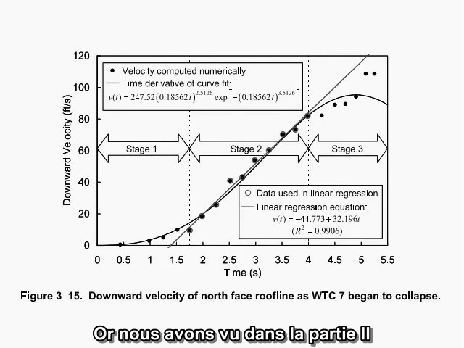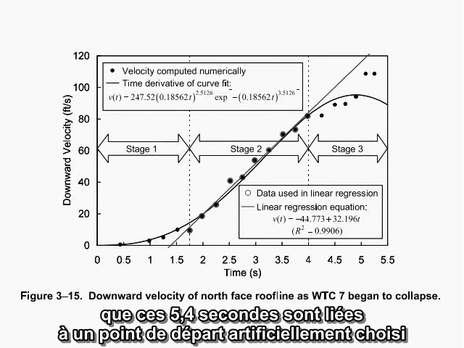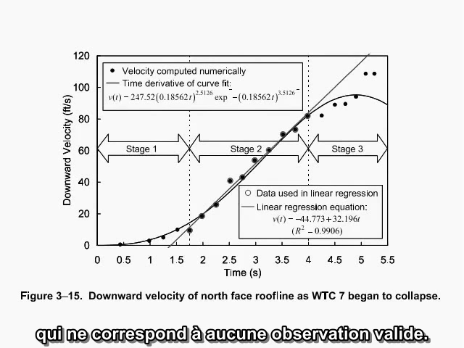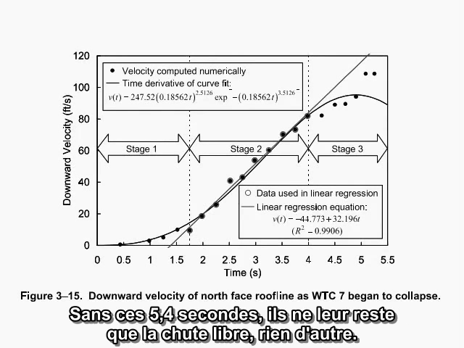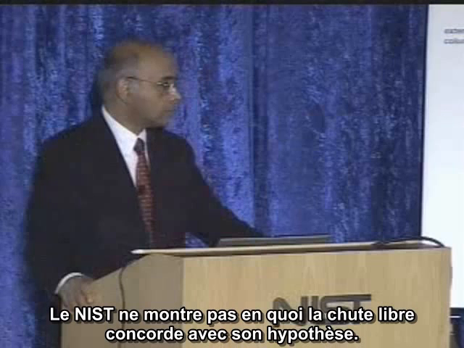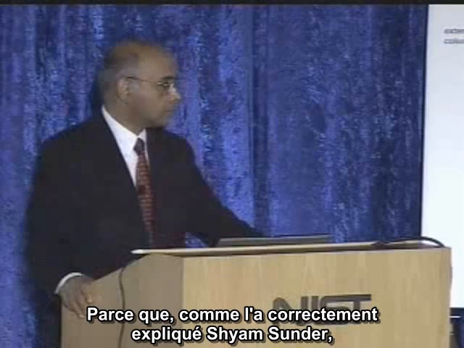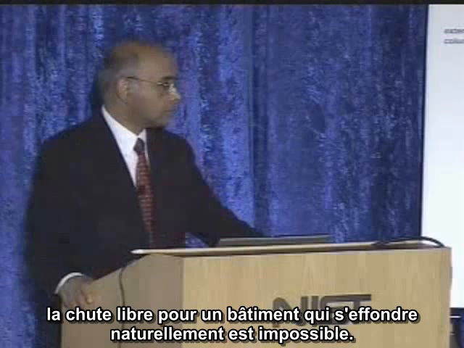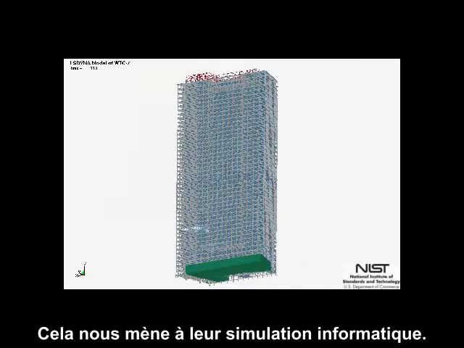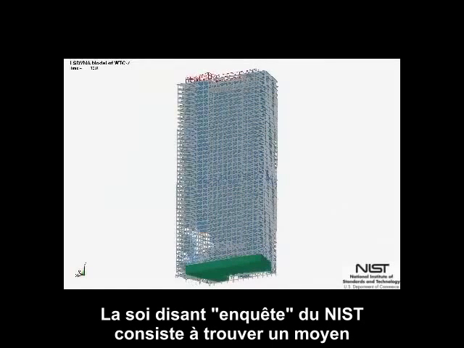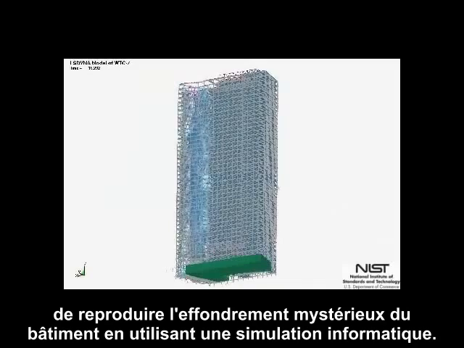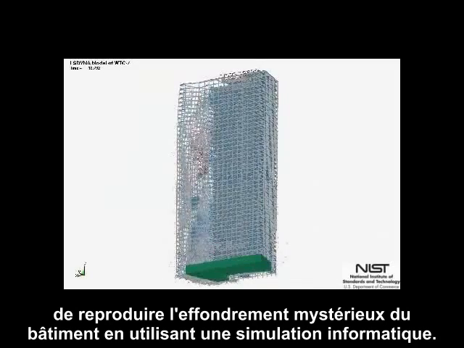But we saw in Part 2 of this video series that the 5.4 seconds depends on an artificially early start time, which has no valid observational basis. Without the 5.4 second fig leaf, they are left with free fall and nothing more. NIST does not show how free fall is consistent with their hypothesis, because, as Shyam Sunder has correctly and eloquently explained, free fall for a naturally collapsing building is impossible. This brings us to their computer model. NIST's so-called investigation actually consists of finding a way to reproduce the mysterious collapse of the building using a computer model.